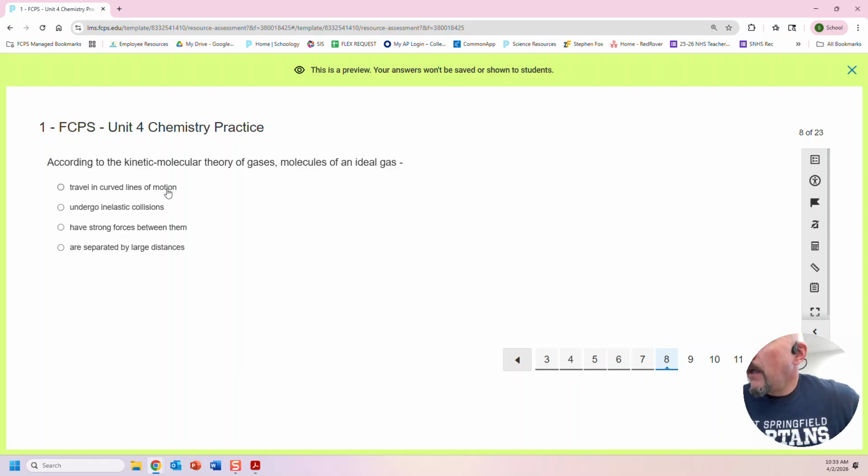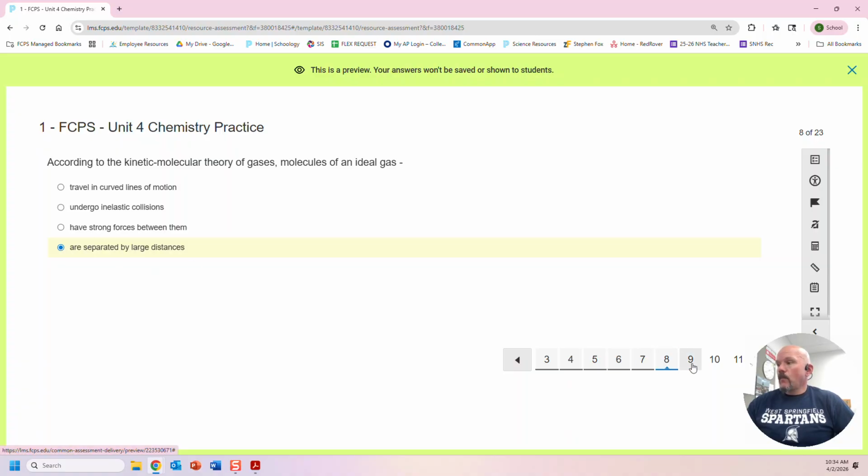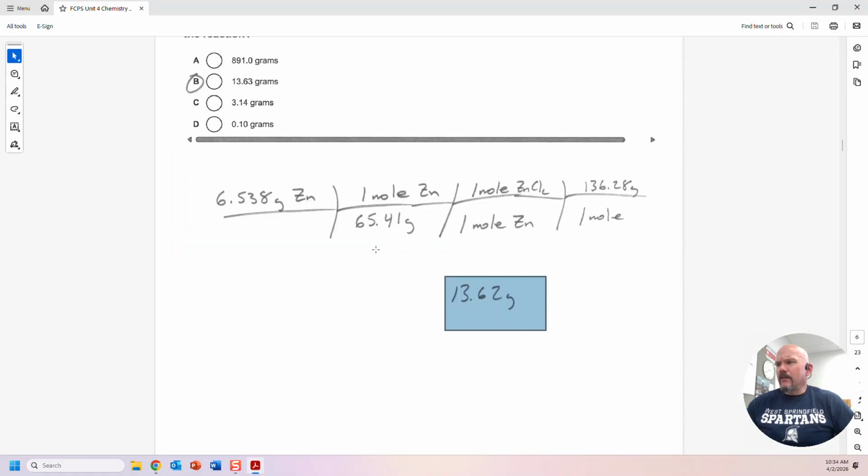So it's not curved lines. They're always moving, but they're just going to move in a straight line on their current trajectory until they bounce off something and then they move another place. They undergo inelastic collisions. No, it's elastic collisions, so that's not true. They have strong forces between them. No, that's not true. They have no forces between them, ideally. Okay. They are separated by large distances. So, yes. Okay. Let's see if I have any other notes on that.